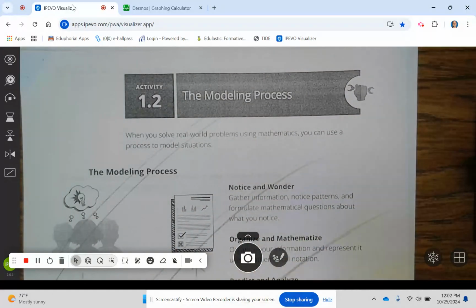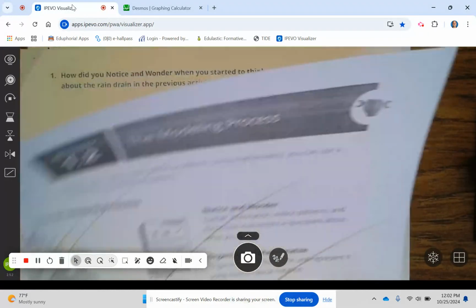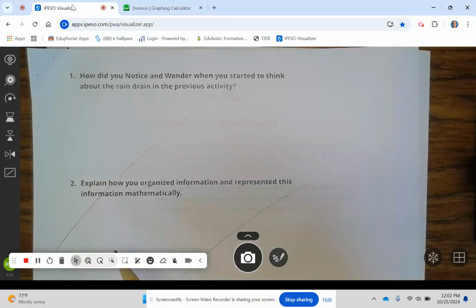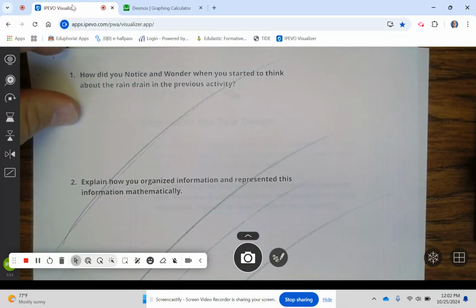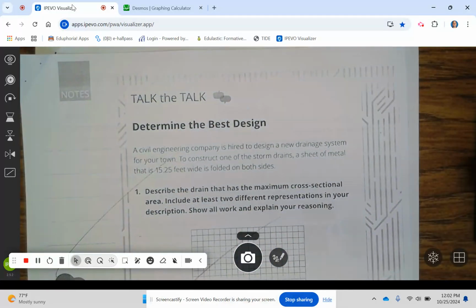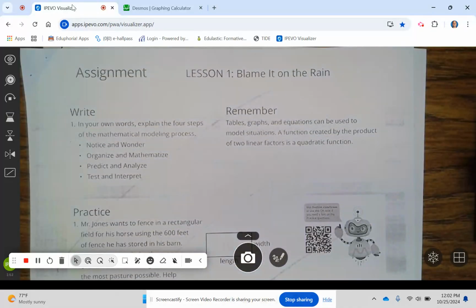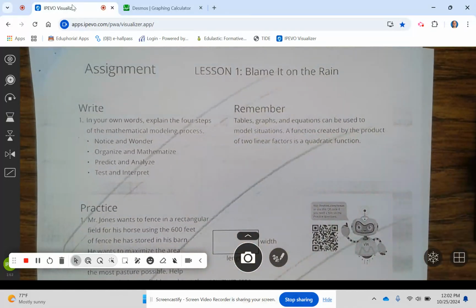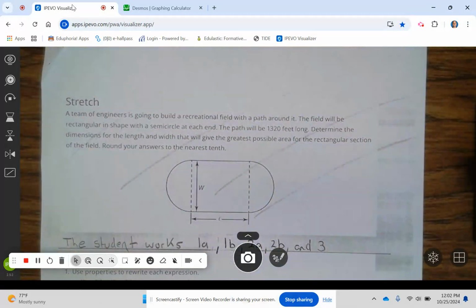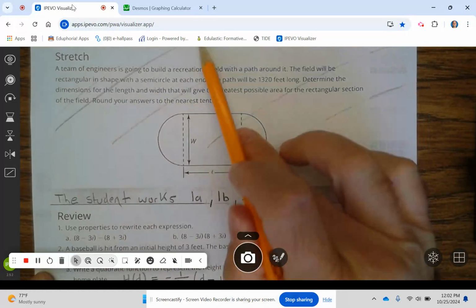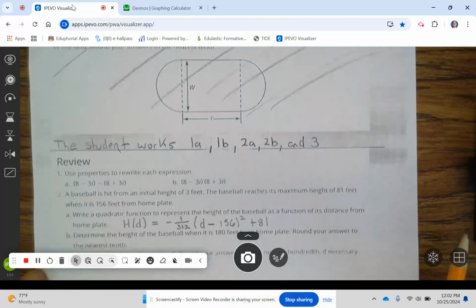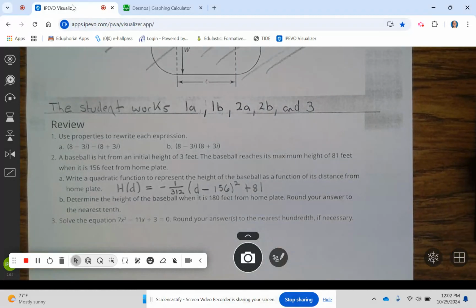All right, mark this page out. Mark this page out. Go ahead and mark out this page. Go ahead and mark out this portion, and then the student works 1A, 1B, 2A, 2B, and 3. All right, go ahead and finish up your notes, start working on your assignment, and have a wonderful Wildcat day.